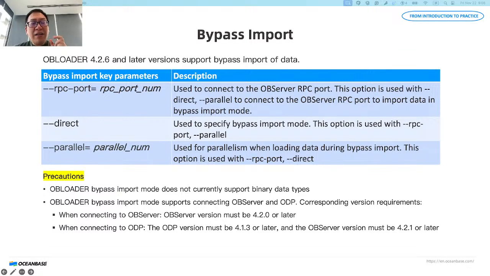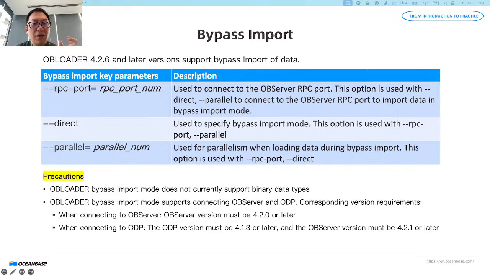Next is the bypass import. There are several important parameters here. One is RPC port. It's used to connect to the OB server RPC port. The option is used with direct and parallel to connect to the OB server RPC port to import data in bypass import mode. Direct parameter is used to specify bypass import mode. The parallel parameter is used to control the parallelism during data loading in bypass import.